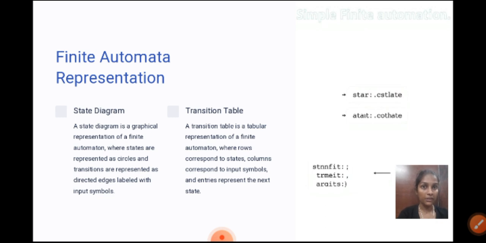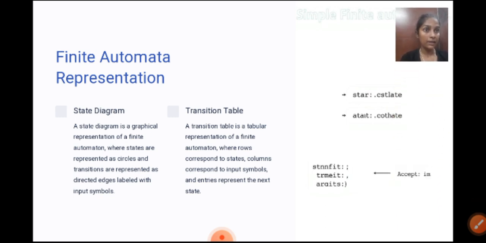Finite automata representation. A finite automaton can be represented using a state diagram and a transition table. A state diagram is a graphical representation of a finite automaton where states are represented as circles and transitions are represented as directed edges labeled with the input symbols. Transition table. A transition table is a tabular representation of a finite automaton where the rows correspond to states, the columns correspond to the input symbols, and the entries are the next state.